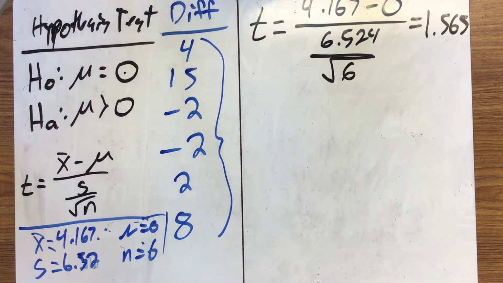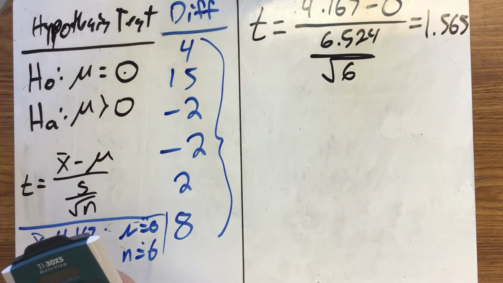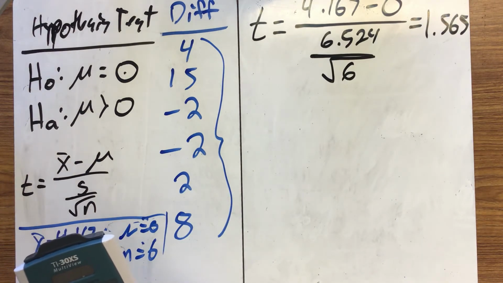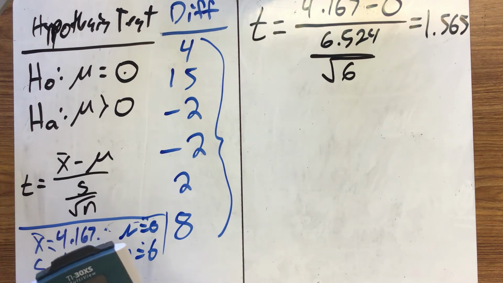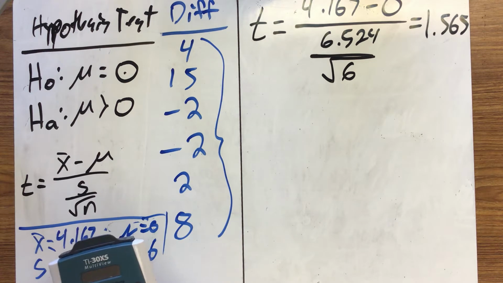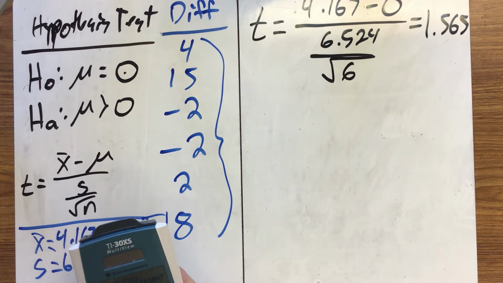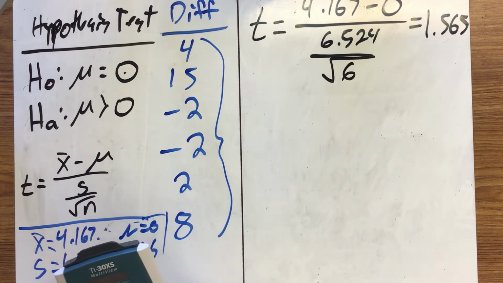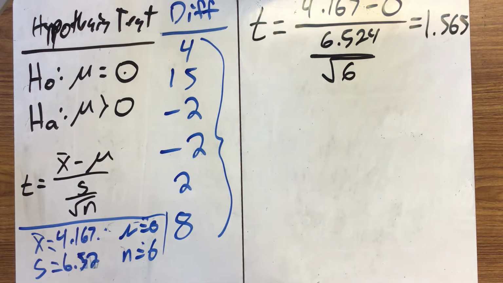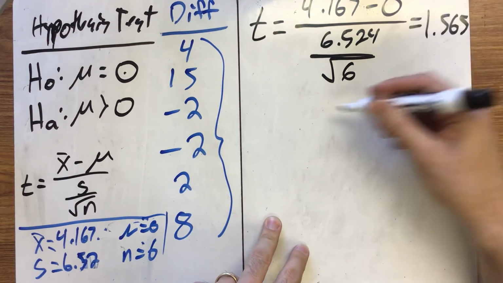All right. Hopefully that's right. I'm going to check real quick, make sure I got the right answer. Yeah, there we go. Good. So 1.565 is what we've got. And now what do I do with this answer? Now I have to find my p-value.